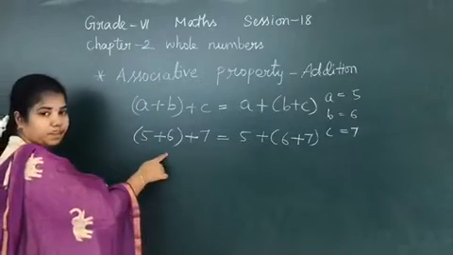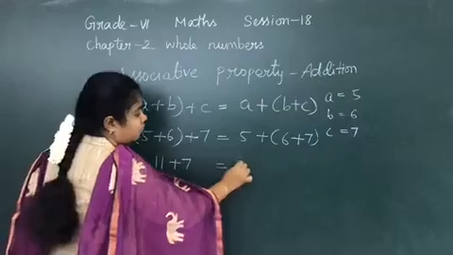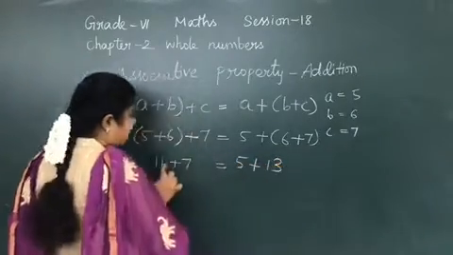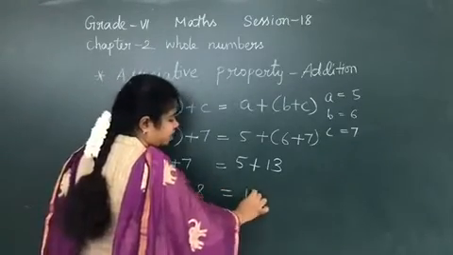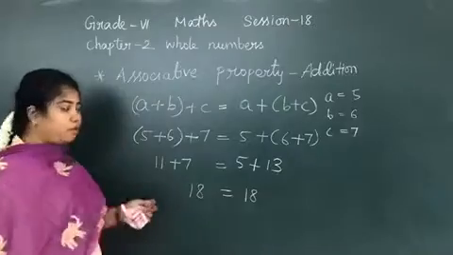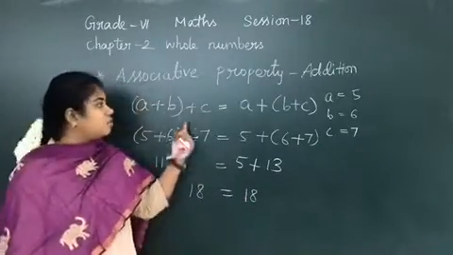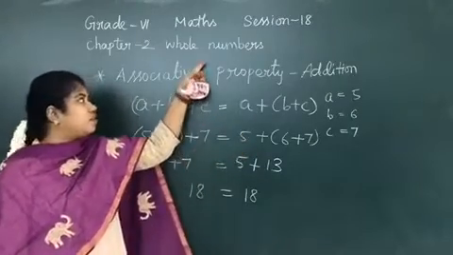Now what is 5 plus 6? It is 11, plus 7, which is equal to 5 plus, what is 6 plus 7? 13. Okay. Now what is 11 plus 7? It is 18, and 5 plus 13 is also 18. Therefore, my LHS is equal to RHS, which means the associative property under the basic operation addition is satisfied for whole numbers.